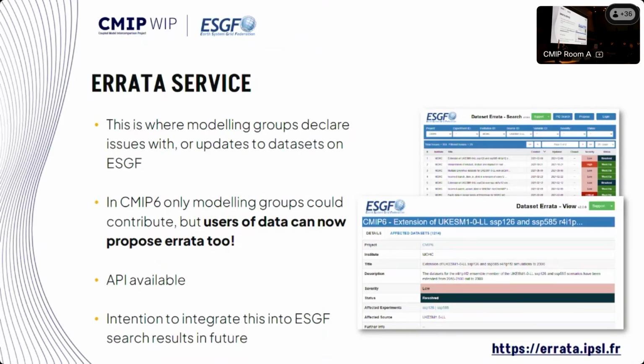A change that's been implemented recently by the developers at IPSL is that users can now propose errata. So if you go to the errata link there, you'll see a green button at the top where you can propose an issue with data. This will then create a record that gets passed to the modelling groups, and they've got something like 2 weeks to review and respond to that errata before it goes public on the errata database.